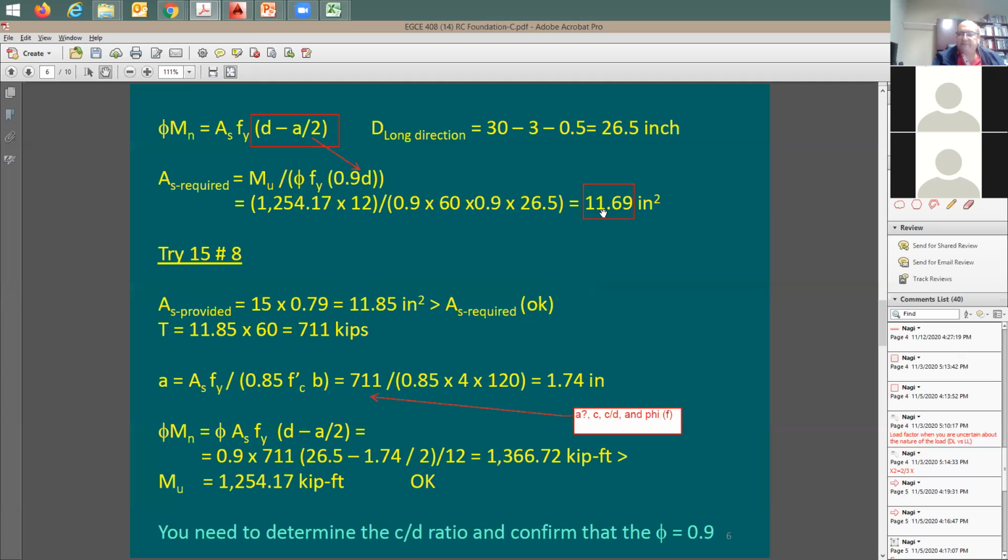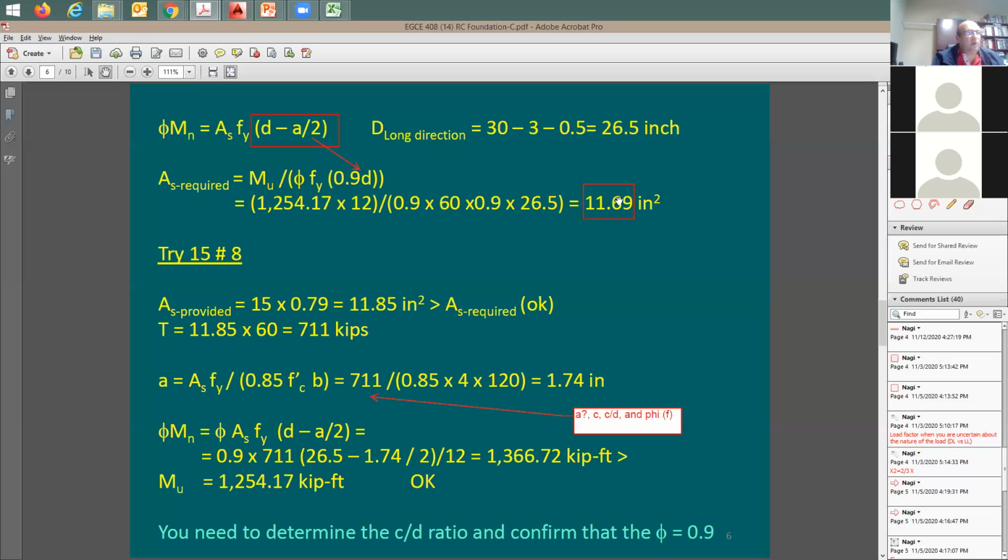Slightly higher than this. So I'm just going to say, how about 14 number 8? Can I try 14 number 8? What do you guys think? If someone says, I'd like to try 14 number 8, should they say, no, this is wrong, or should they say, yeah, why not? Go ahead and try it. Give it a try. It depends if it's greater than the area required of the rebar.